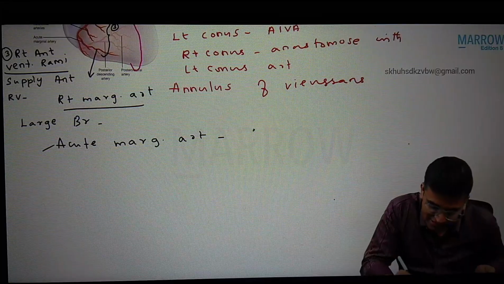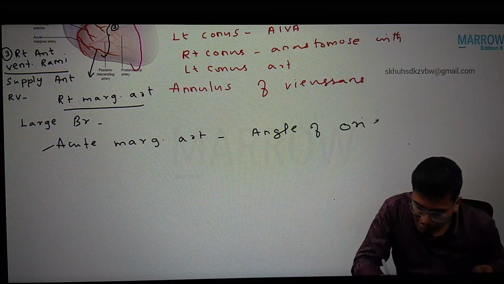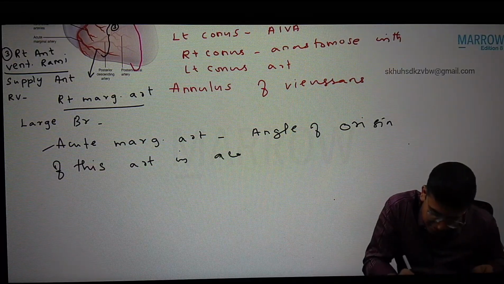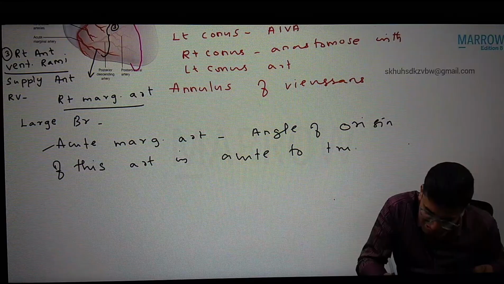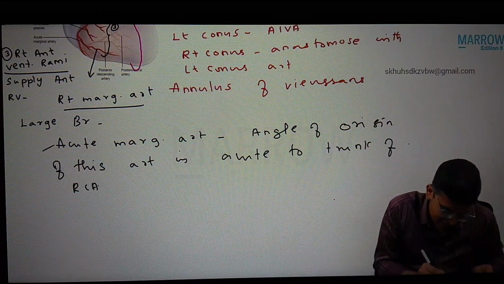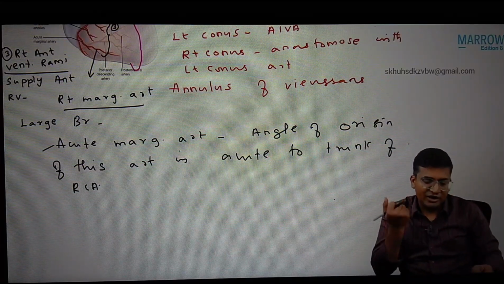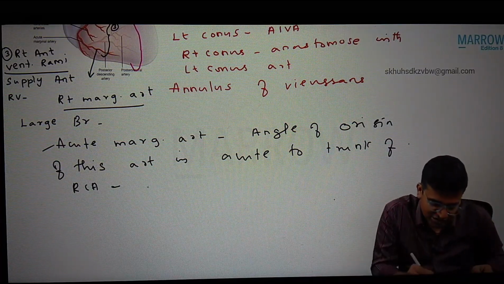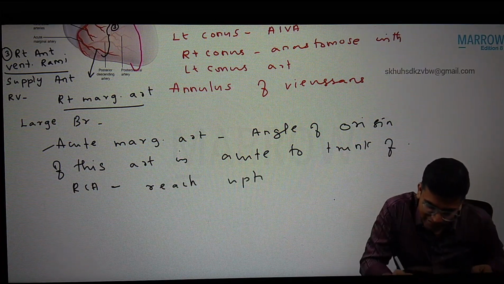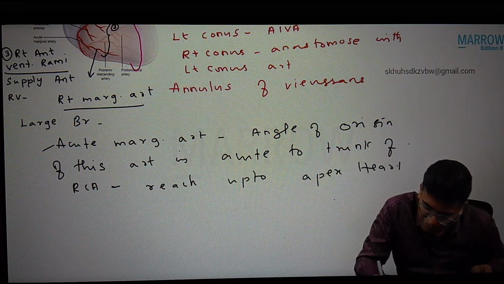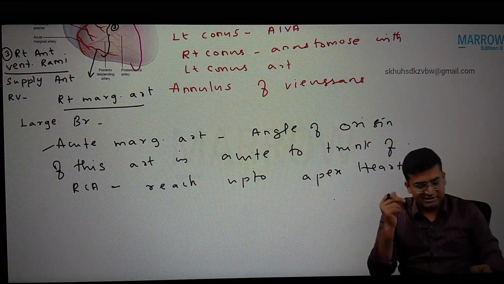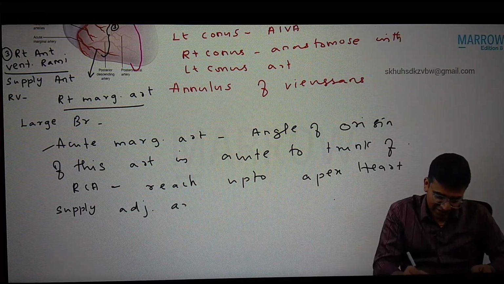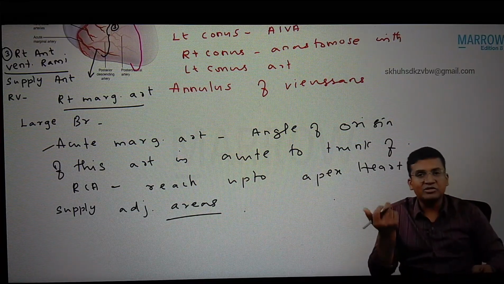So, the angle of origin of the acute marginal artery is acute to the trunk of the right coronary artery. That is why this artery is called the acute marginal artery. Now, after the origin, this acute marginal artery reaches up to the apex of the heart. I told you already, the apex of the heart is formed by the left ventricle. And it supplies the adjoining areas. That's all about the right anterior ventricular rami.